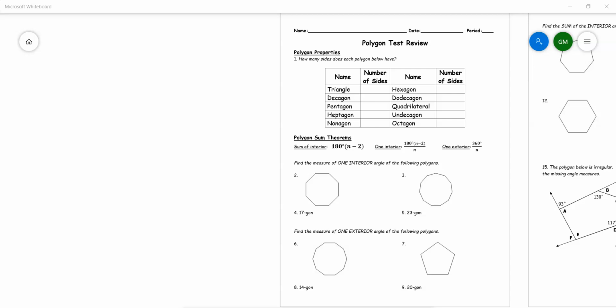Okay, this is part one for the Polygon test review, and we're going to start with question number one, and it says polygon properties. How many sides does each polygon below have? Easy question on the test.